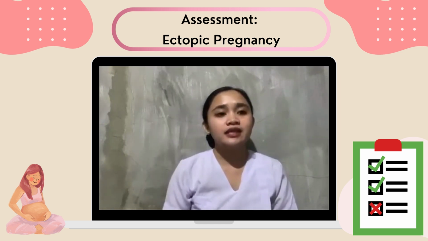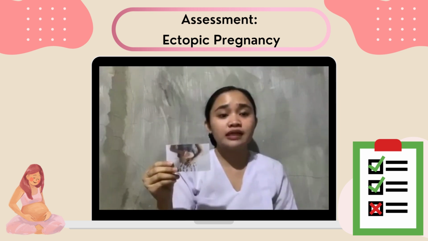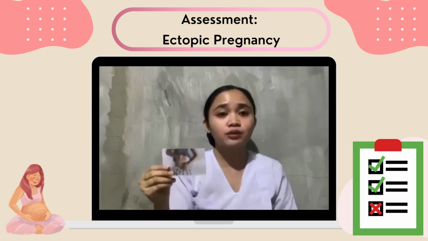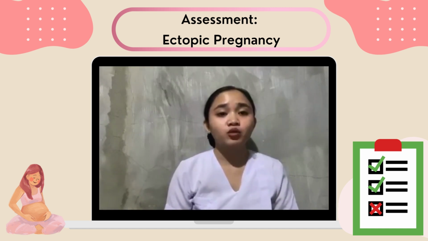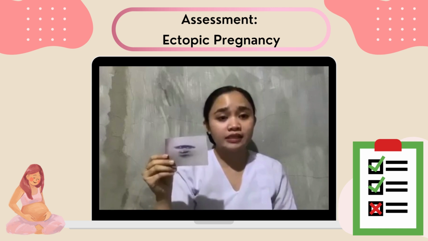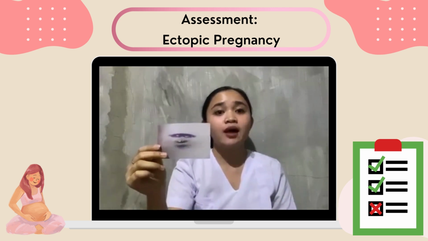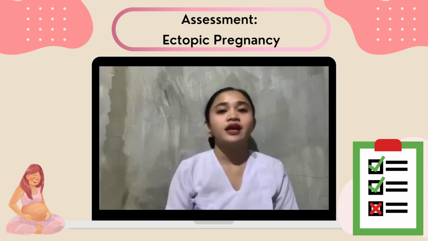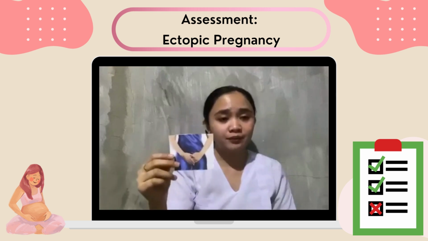And then next, there is a rigid abdomen. Since there is bleeding, the result is the abdomen will be rigid. There is also umbilicus that develops a bluish tinge or what we call Cullen sign. So this is a diagnostic sign where ruptured extrauterine pregnancy exists. And there is also extensive or dull vaginal and abdominal pain.